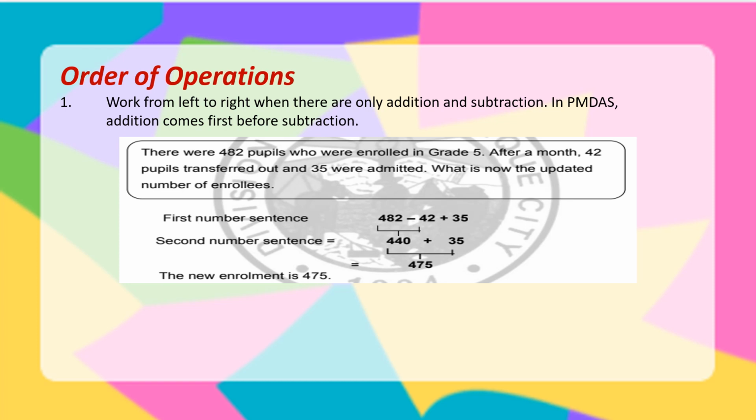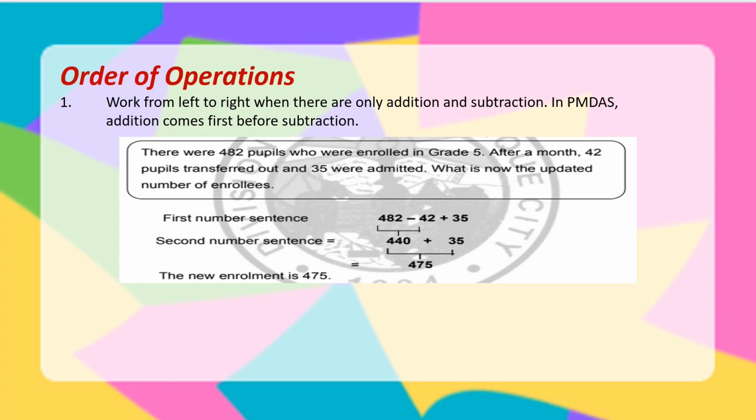Number 1, work from left to right when there are only addition and subtraction. In PEMDAS, addition comes first before subtraction. So, for example number 1, there were 482 pupils who were enrolled in grade 5. After a month, 42 pupils transferred out and 35 were admitted. What is now the updated number of enrollees?